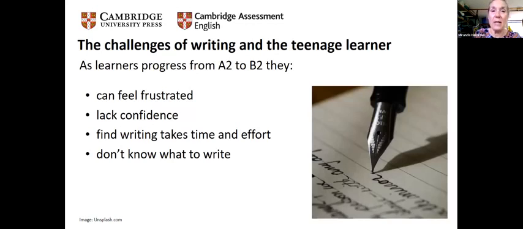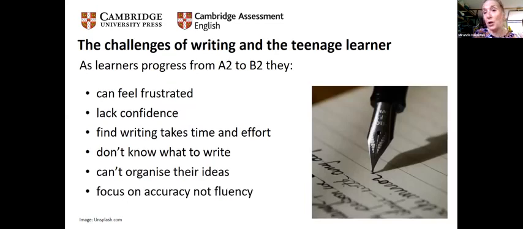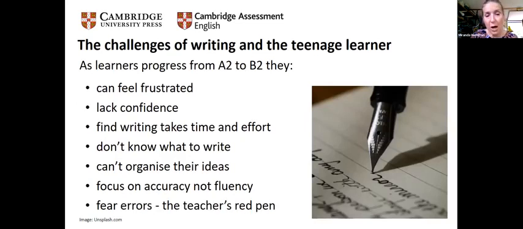Plus, how many times do we hear this? I don't know what to write. What can I say? Which means it's even more difficult to organise ideas, and they tend to focus an awful lot on accuracy rather than focusing on fluency. And it's really hard to get them out of that mindset. And of course, there is the fear of making a mistake. Learners want to get it right, and they don't like making mistakes. So there is a fear of error.